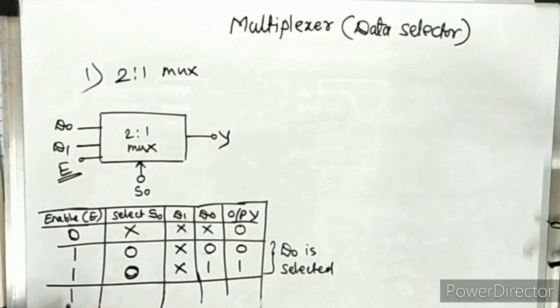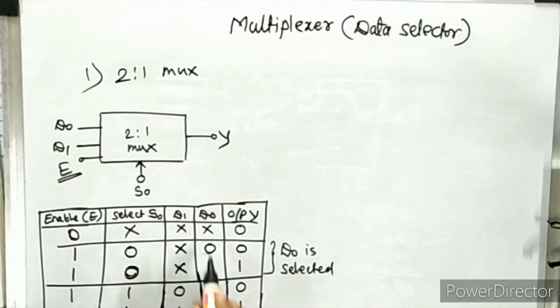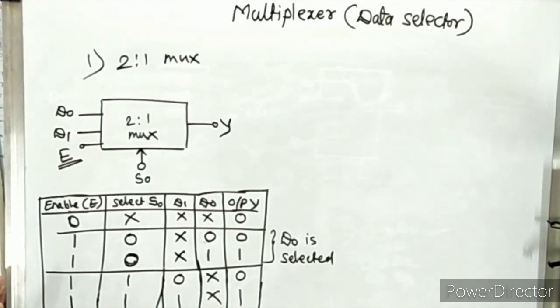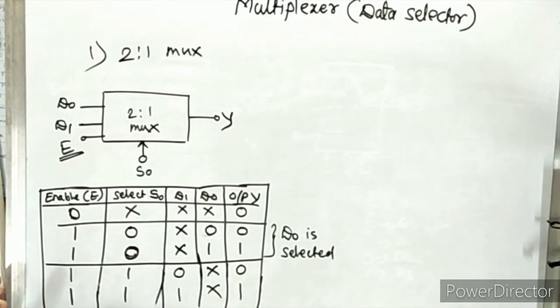Now, if the enable is 1 and now the select line is 1, as the select line is 1, it will select the input D1. So if D1 is 0, 0 will appear at the output. And if D1 is 1, that will appear at the output. Now here D0 is don't care. That means whatever data is available on D0 will not appear at the output because of this select line status, only D1 is selected.